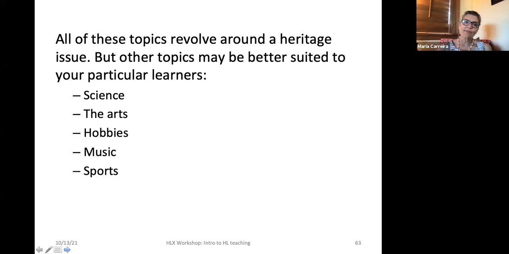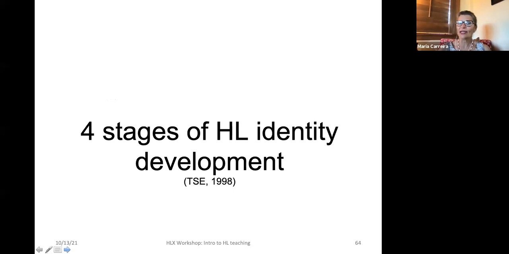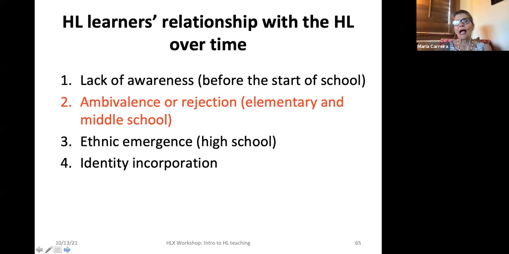The reason why I mention these is because we know that HL learners go through 4 stages of HL identity development. Not all of them get to the final identity. When they start out, when they're very little, before they start school, they're not aware of the fact that they're different. So you can have them do anything and they don't care. They don't rebel. They're happy to go along. The mom and dad are doing it. And, you know, everybody else is doing it, great.